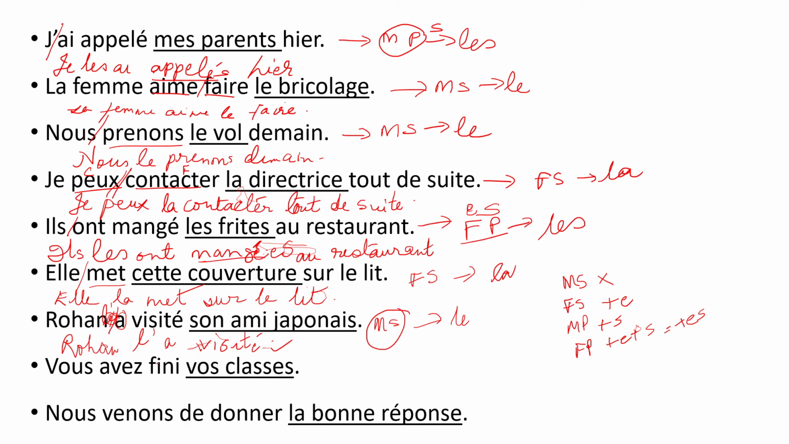Then, vous avez fini vos classes. You finished your classes. So, vos classes becomes, it's la classe in the singular, so it becomes feminine plural. You have to replace it with les. So, where do you place it now? Passé composé, it will come before the auxiliary. So, vous les avez finies. Now, again, passé composé, direct object. This time it's feminine plural. So, the agreement is plus es.